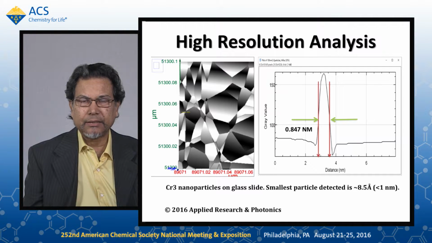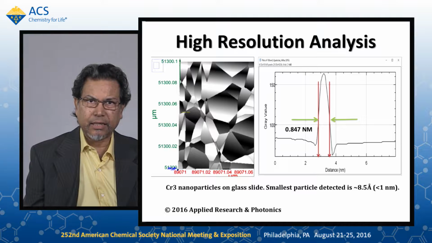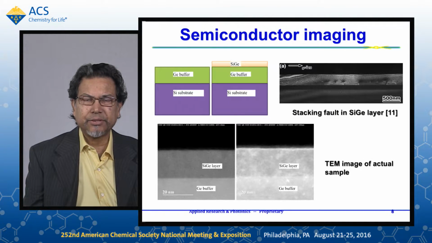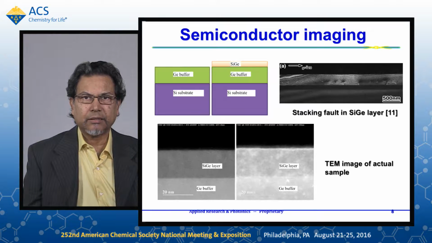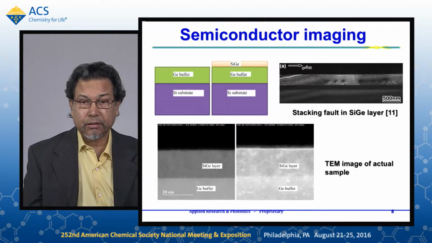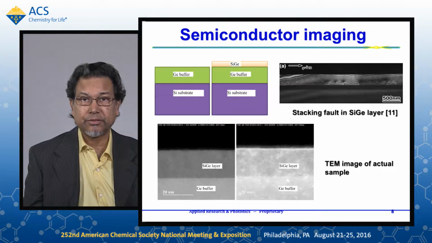And then the resolution, as shown here, with the chromium nanoparticles, we have achieved a resolution of less than 1 nanometer. So with that, let me show you an example of semiconductor imaging. In the semiconductor industry, the critical need is to be able to resolve small defects on the order of 1 nanometer, because their feature size is now going to be in the 10 nanometer range or so.